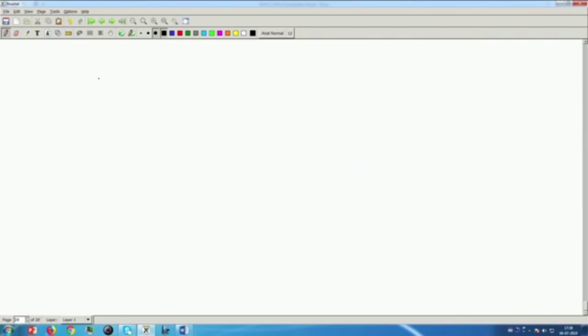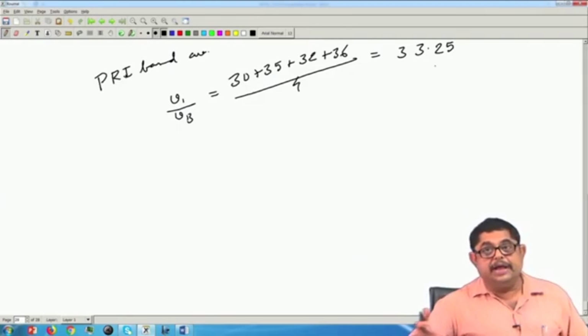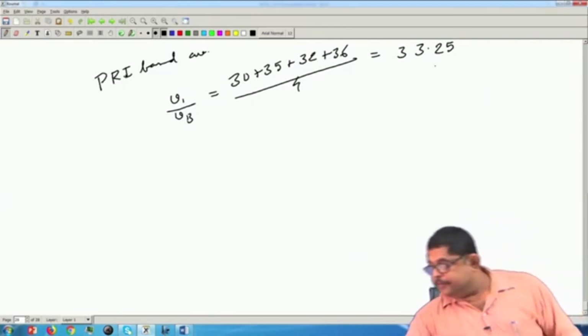Whereas PRI based average, that will give you that V1 by VB is 30 plus 35 plus 32 plus 36 by 4. So, that will be 33.25. So, in one case 33.25, another case 33.076. So, these two formulas give slightly different values, but the order of improvement with staggered PRF is always present. You see, always you are getting almost a 30 times improvement.